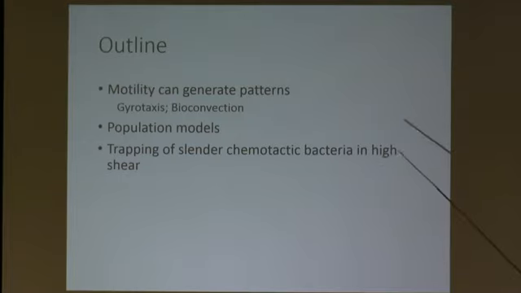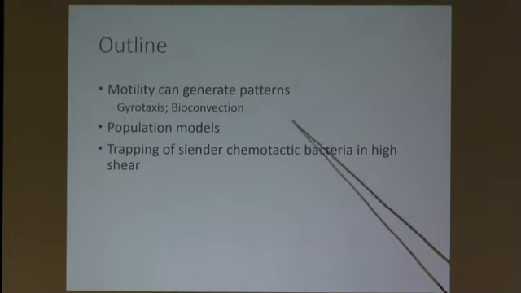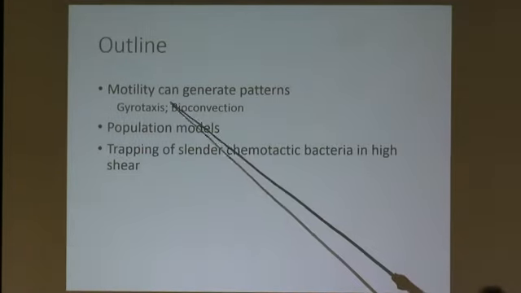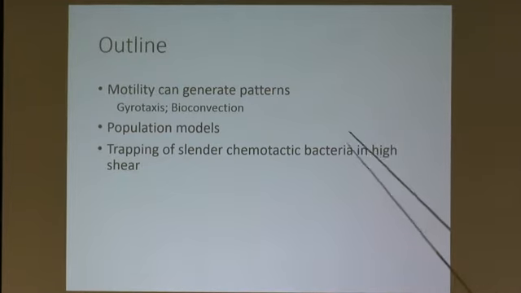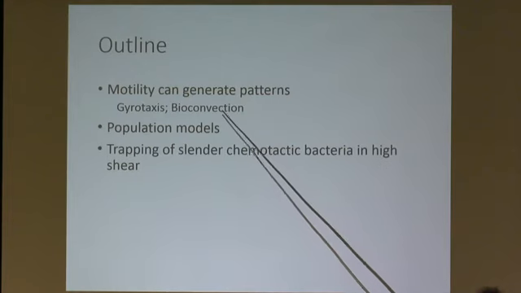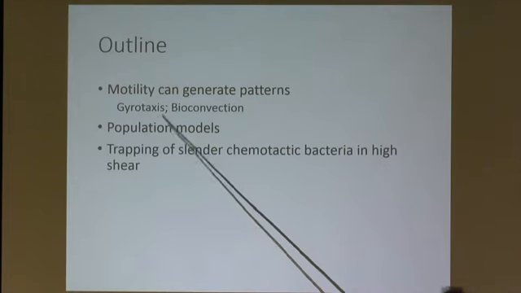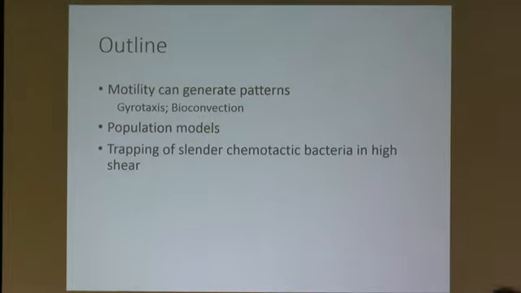I'm going to start by giving a general overview regarding motility and patterns, both of which are in the title of the workshop, so I feel we're on topic. And a couple of particular examples I'd like to mention are gyrotaxis and bioconvection, which are very nice examples of where these swimming microorganisms can interact with the flow to generate spatial patterns.